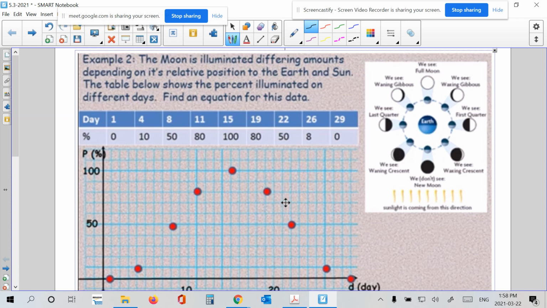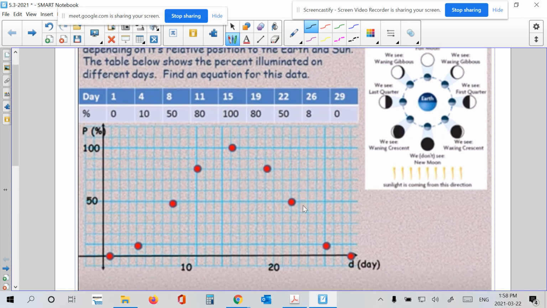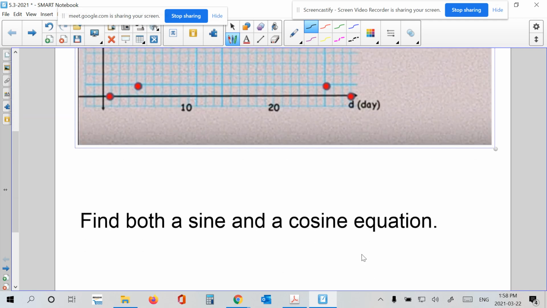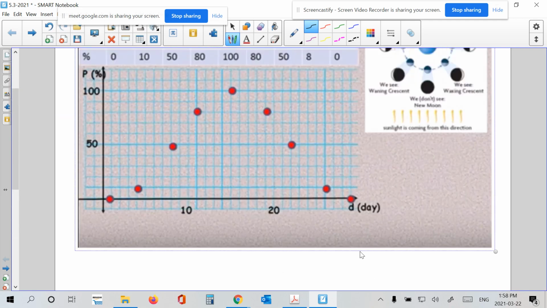Then they give you a graph. We don't always have the graph, right? But in this case, we do have a graph. The graph seems to start out somewhere here, goes up to a peak, and then it comes back down somewhere over here. So our goal now is to find a sine and a cosine equation.